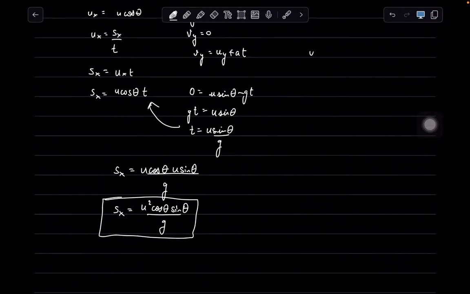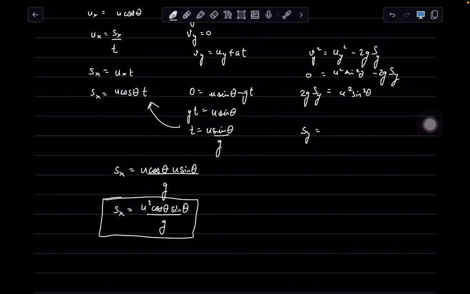For this, we can use another one of the SUVAT equations: Vy square equals Uy square minus 2g Sy. I think I should write it like that. So in this case, I want to figure out what Sy is, and Vy is going to be 0. This is just going to be u square sine square theta minus 2g Sy. I can take the 2g Sy on one side, and that's just u square sine square theta. That tells me that Sy equals u square sine square theta divided by 2g. So that tells me the value for Sy.